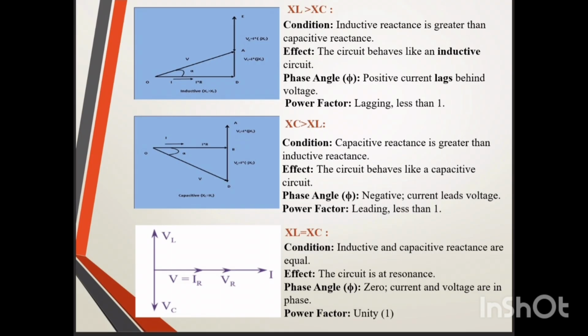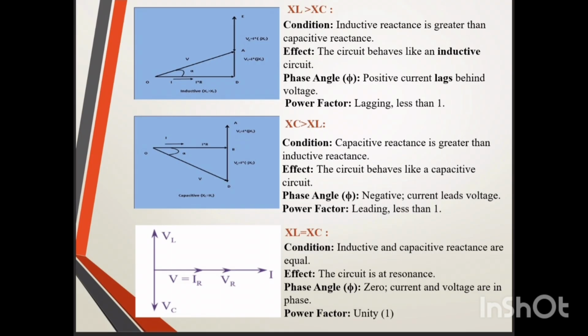The basic terms related to the series RLC circuit are inductive reactance, capacitive reactance, impedance, power factor, and the power angle. The inductive reactance means the opposition offered by the inductor to the AC current, the capacitive reactance means the opposition offered by the capacitor to the AC current, and the impedance is defined as the total opposition to the flow of current, combining resistance and reactance.